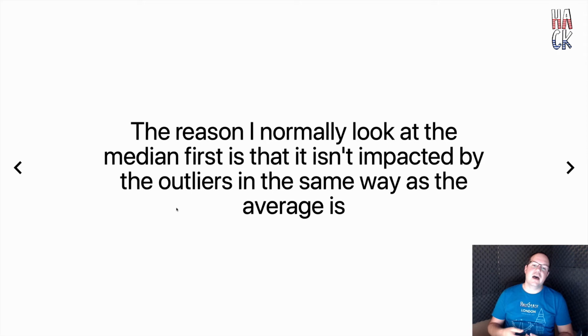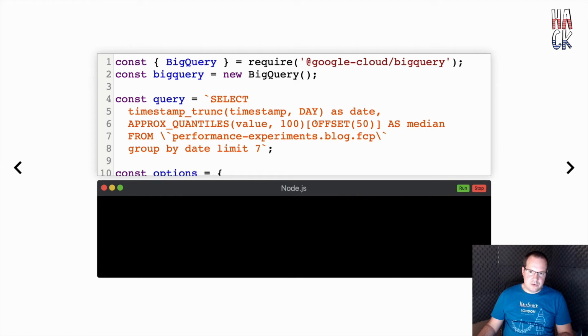However, I expect my real user test data to actually have some outliers. So to get the median, we're going to use APPROX_QUANTILES. We pass it the value, and we say the offset is the fiftieth percentile, exactly in the middle of our data, and that's the median.